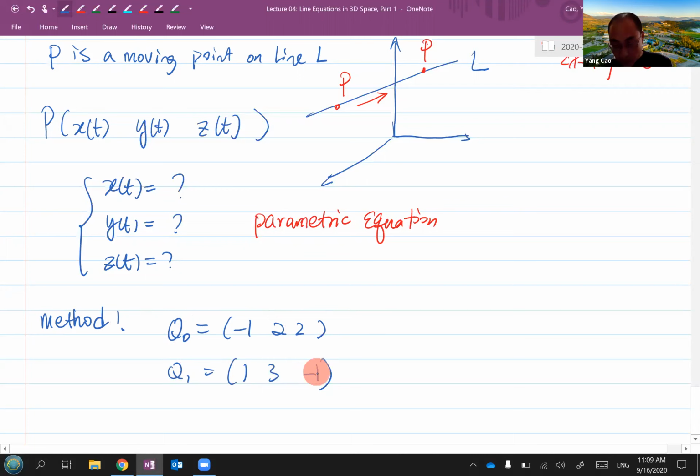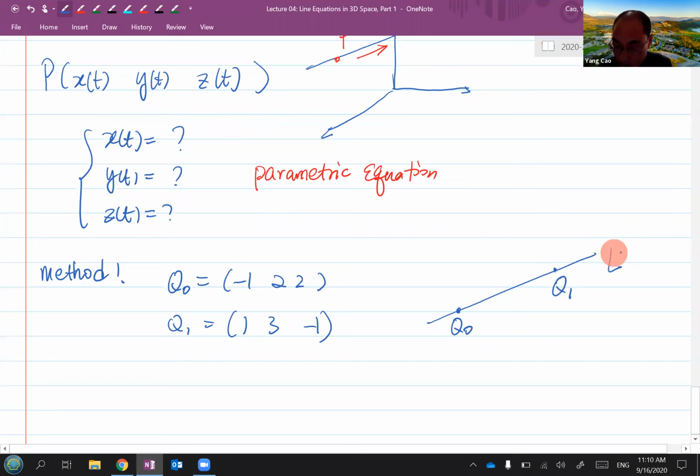So let's say I have two points, Q0 and Q1. Their coordinates are listed over here. Suppose this is your Q0 and this is your Q1. Two points determine a line, right? So I'm looking for the equation of the line passing through Q0 and Q1.